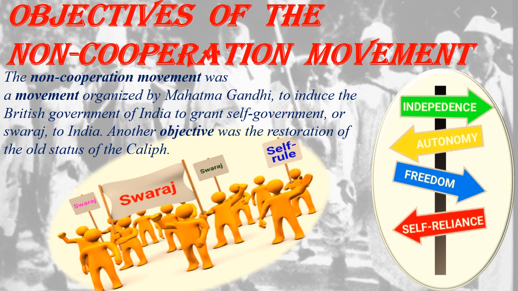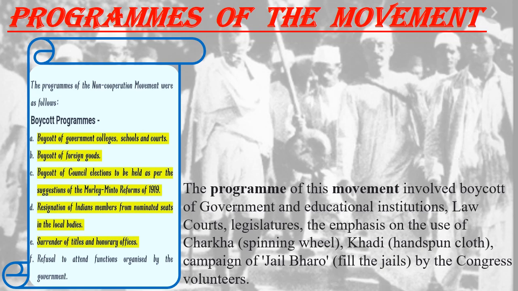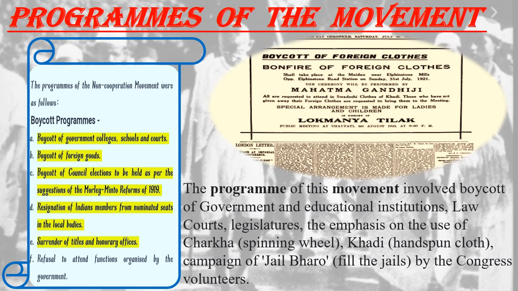The program of this movement involved boycott of government and educational institutions, law courts, and legislatures, and emphasis on the use of the charkha, which is a spinning wheel, and khadi, that is handspun cloth, and a campaign of jail bharo, to fill the jails by the Congress volunteers. Some of these were to boycott government-run schools, colleges and courts, to boycott foreign goods, to resign from nominated seats in the local bodies, and to surrender titles and honorary offices. Shops selling foreign goods and liquors were picketed.